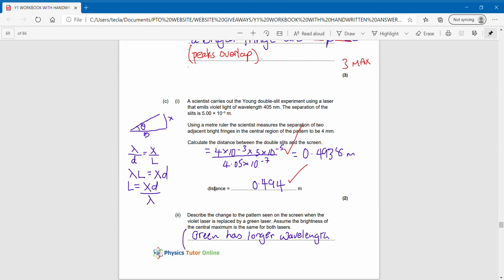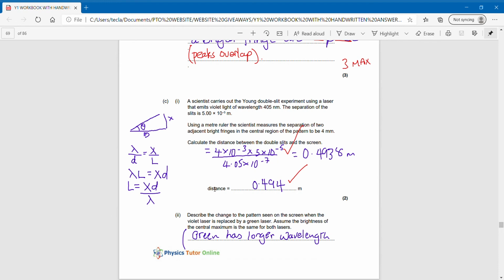See part 1. So a scientist carries out the Young's double slit experiment using a laser that emits violet light of wavelength 405 nanometers. The separation of the slits is 5.00 times 10 to the minus 5 meters. Using a meter ruler, the scientist measures the separation of two adjacent bright fringes in the central region of the pattern to be 4 millimeters. Calculate the distance between the double slits and the screen.